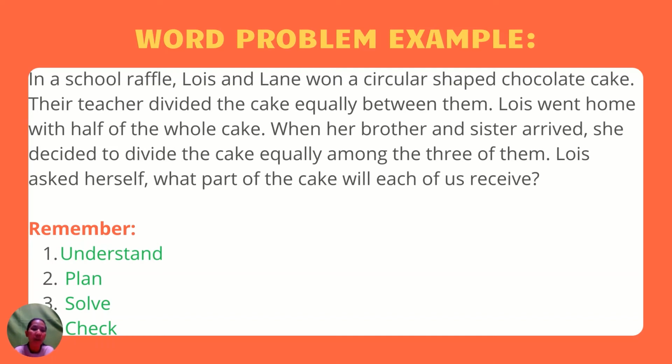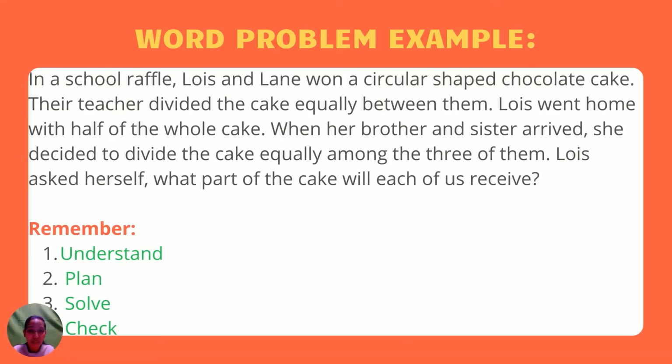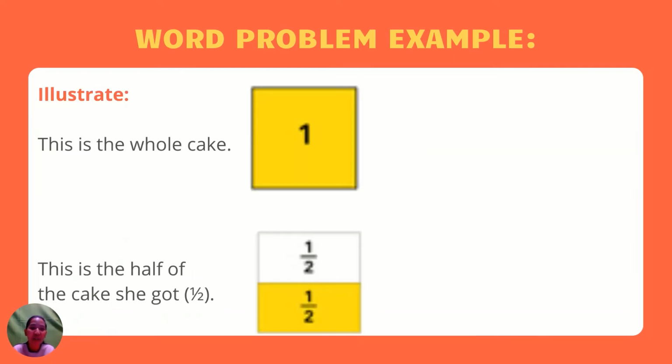Okay, remember, number 1, understand. Number 2, plan. Number 3, solve. And number 4, check. Okay, let's see this illustration. So, sabi kanina, circular-shaped chocolate cake, no? Pero yung nakuha ni teacher na illustration is a square-shaped cake. So, sorry for that, pero just imagine na circle yan, okay? So, yung upper picture is the whole cake, okay? Yung lower picture naman, half of the cake na nakuha nilang dalawa. Okay? Tag 1/2 sila ng cake. Alright? That is the illustration.